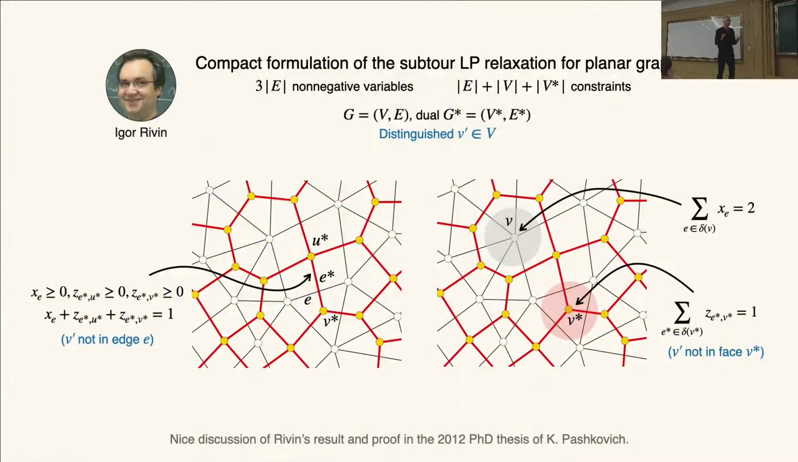That, simultaneously trying to build a spanning tree in a primal and a dual, allows you to prove a remarkable theorem of Igor Rivin. So the trouble with subtour inequalities is there are exponentially many of them. What Rivin shows is that for a planar graph, you can go up into a higher space. Rather than the number of edge variables, you have 3 times the number of edge variables, but the number of constraints is just linear. So you have a small LP whose projection gives you this big subtour LP.